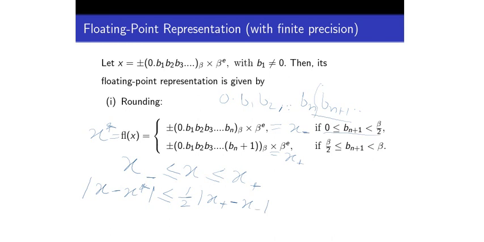Now you can carefully find out the magnitude of this difference. If you try to find the difference x plus minus x minus, it's very clear that the b1 cancels, b2 cancels, and so on. Here you will have 0.000001, that is beta to the power minus n. So if I am not wrong, this is going to be 1 by 2 times beta to the power e minus n, that is 0.5 times beta to the power e minus n.